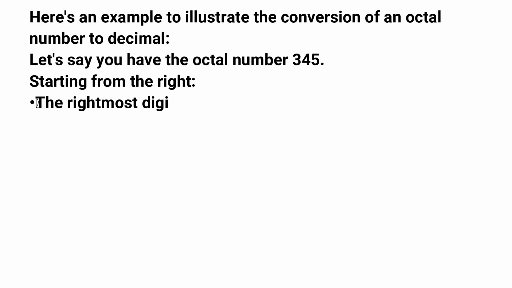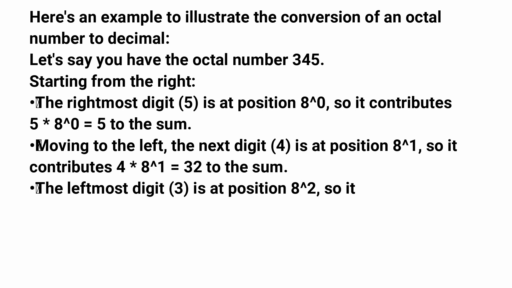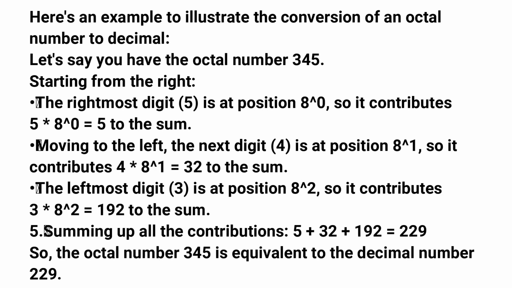Here's an example to illustrate the conversion of an octal number to decimal. Let's say you have the octal number 345. Starting from the right, the rightmost digit, 5, is at position 8^0, so it contributes 5 * 8^0 = 5 to the sum. Moving to the left, the next digit, 4, is at position 8^1, so it contributes 4 * 8^1 = 32 to the sum. The leftmost digit, 3, is at position 8^2, so it contributes 3 * 8^2 = 192 to the sum.